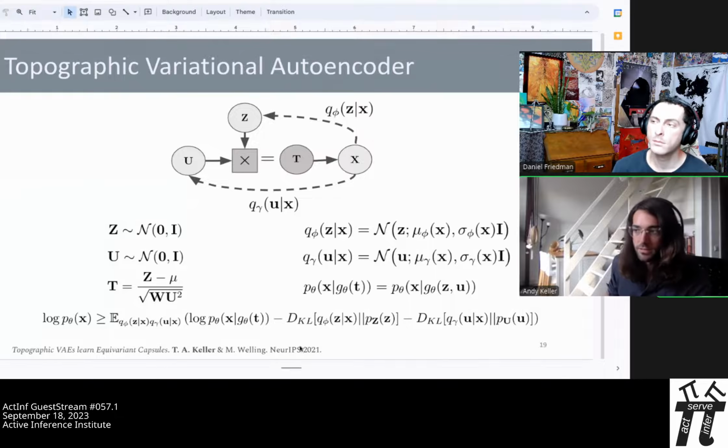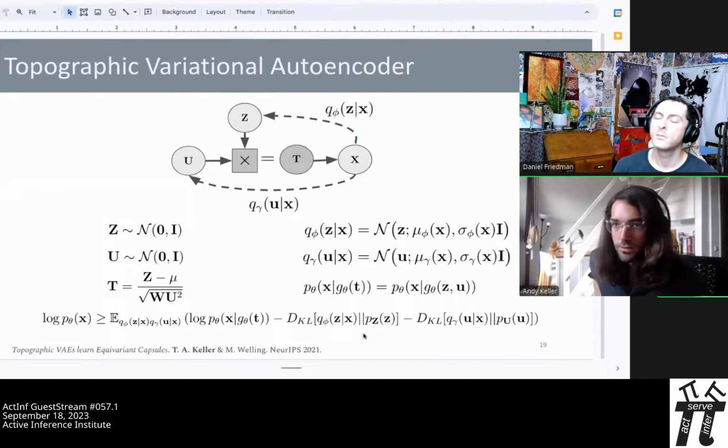And this is balanced automatically with the likelihood term here through the decoder. So we don't have terms that we're tuning, but we're learning the parameters of these different encoders and then analyzing the KL divergences.